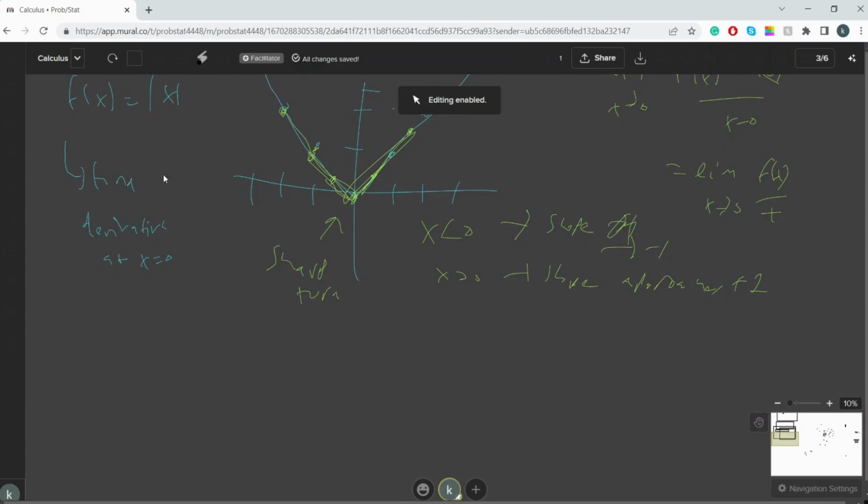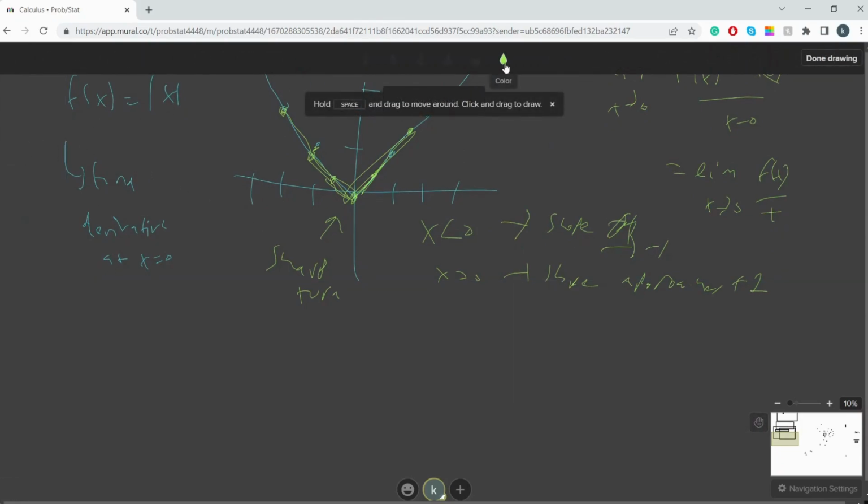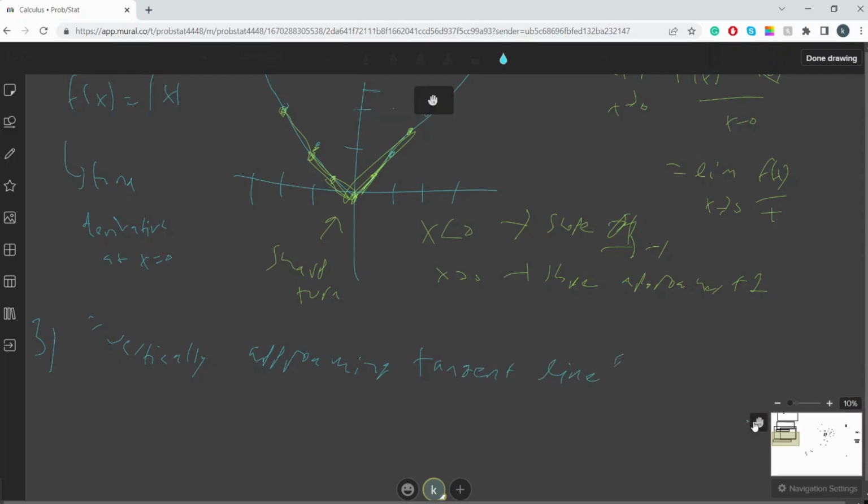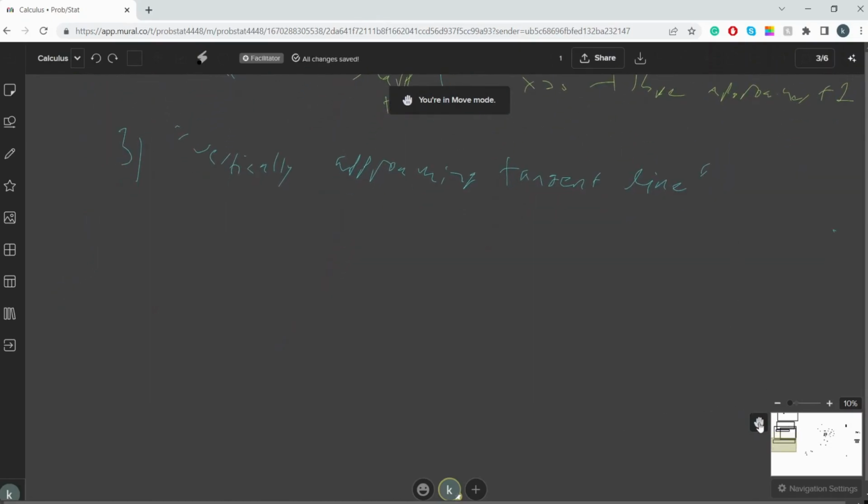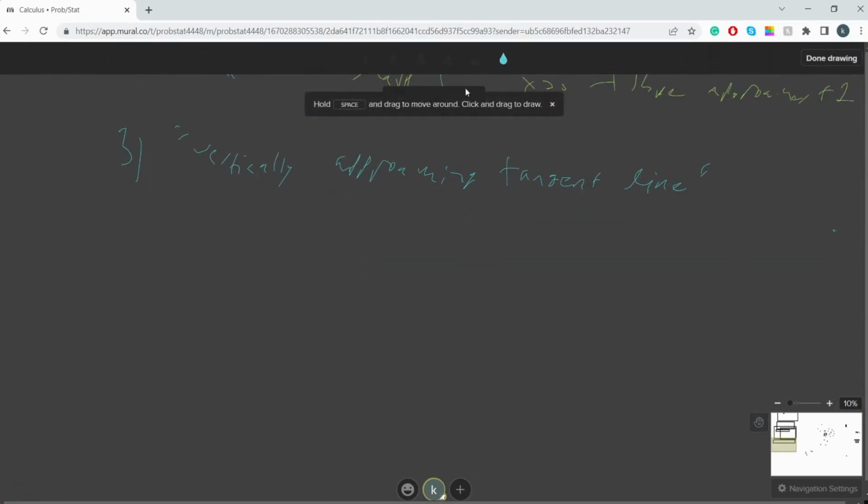The last case we're going to consider for gotchas with derivatives is this one. What if we had a case where we had a vertically approaching tangent line? So what do I mean by that? Here, let's draw an example of such a function. So one function we can consider is this function right here. Consider the following function: f of x equals the cube root of x.